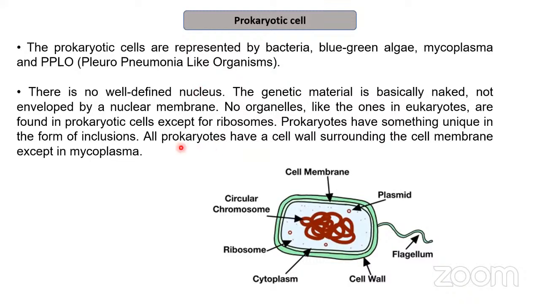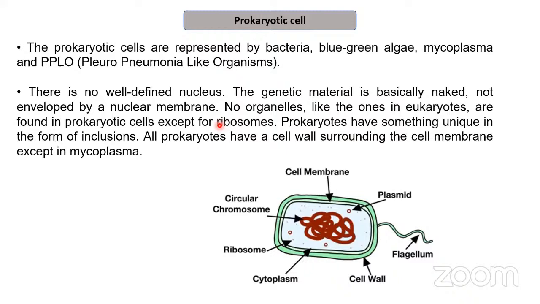Basically, prokaryotes do not have a well-defined nucleus, and they do not have any organelles which are present in eukaryotes. Unlike eukaryotes, they do not have any Golgi apparatus or endoplasmic reticulum and other organelles, which we will discuss later when we talk about eukaryotic cells.